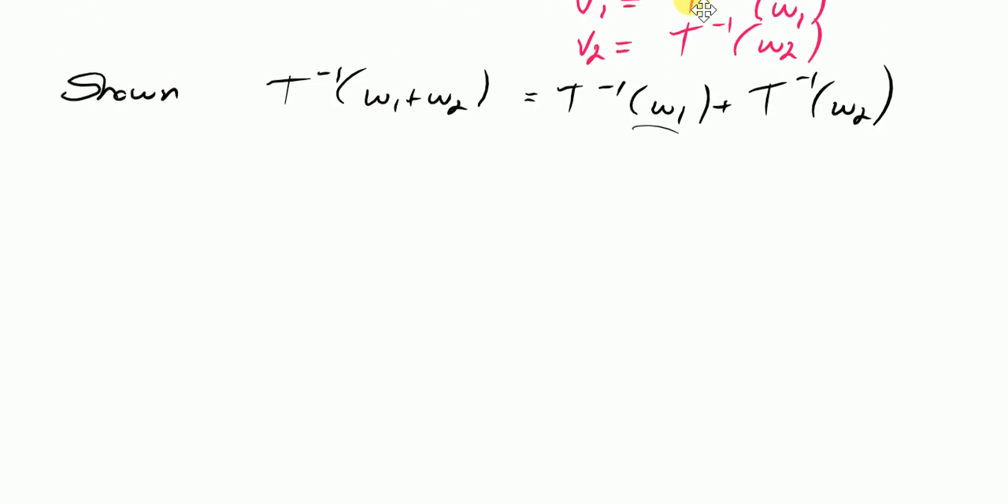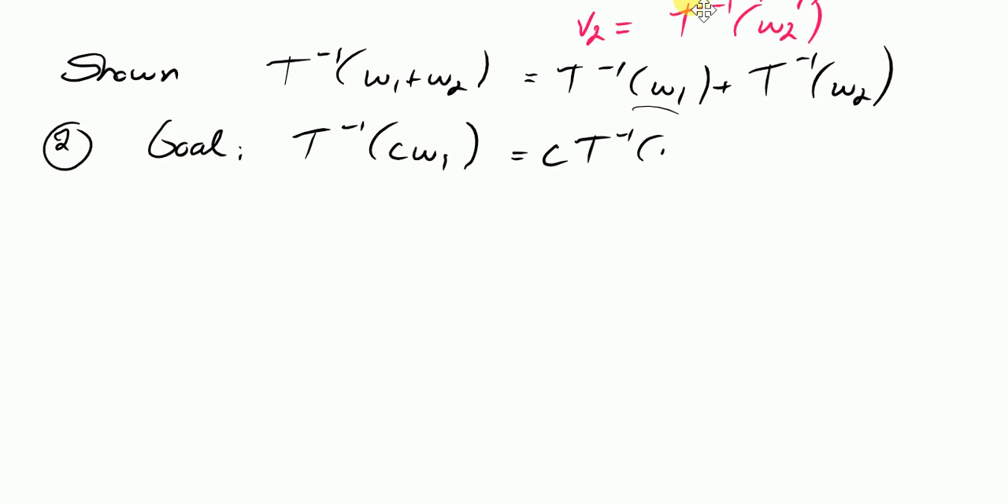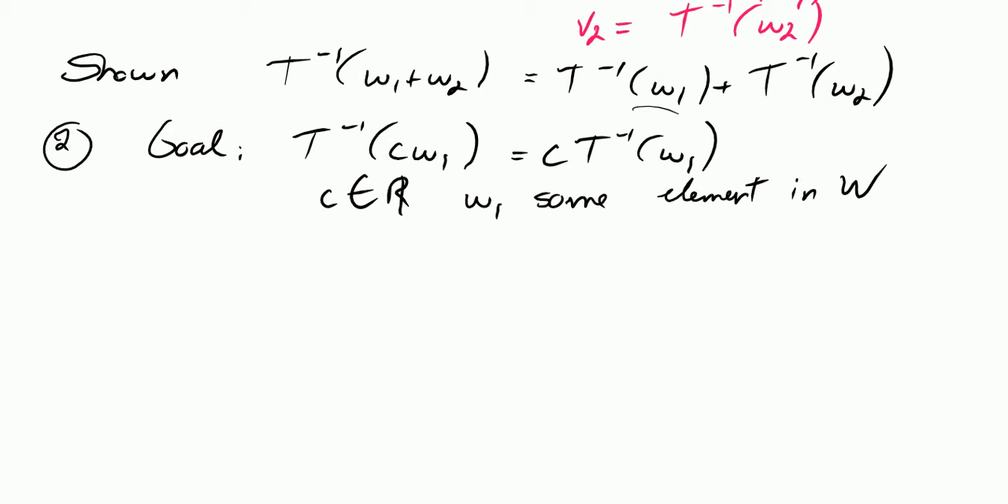Okay, and then the second part of my proof. My goal here is that I want to show that T inverse of CW1 is equal to C times T inverse of W1, where C belongs to R, so C is a scalar, and W1 is just some element in W. So that's all I know, and I want to show that this will lead to that. The same concept that I used in 1 applies to 2.